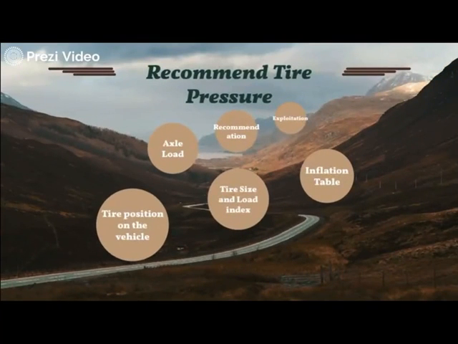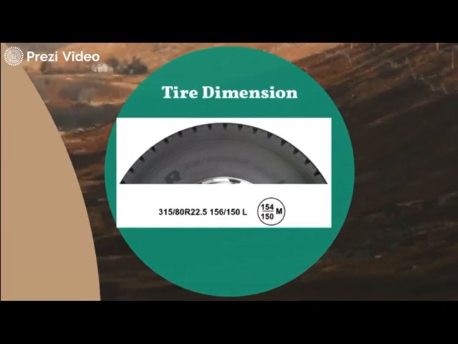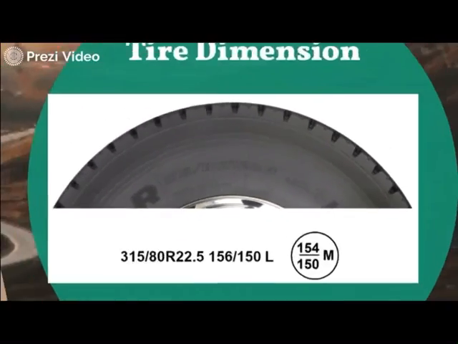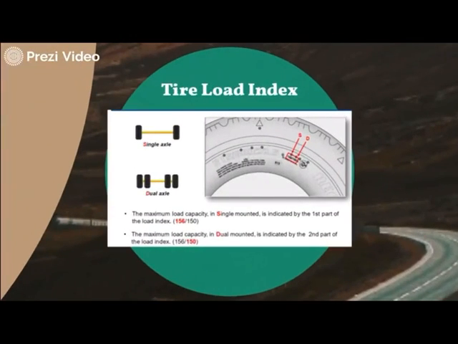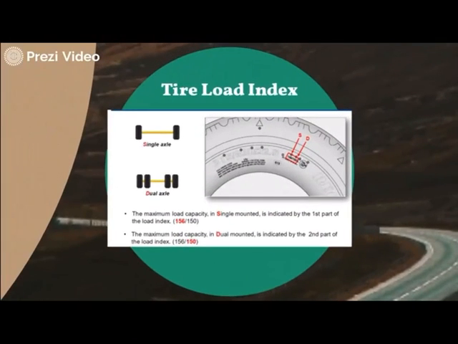The second information which we need to know is the tire size and load index. Tire dimension is easy to know. It's written on the sidewall: 350/80 R 22.5. And load index. Load index in single mounting is indicated by the first part of the number, and in dual mounting it is indicated by the second part of the load index.